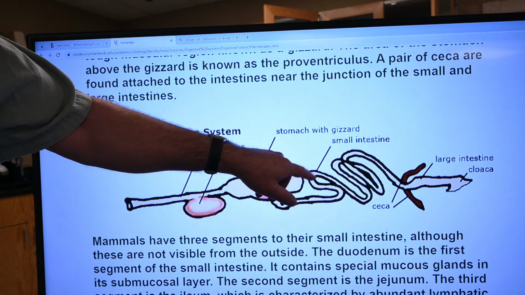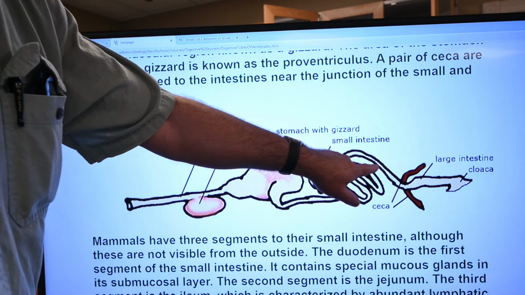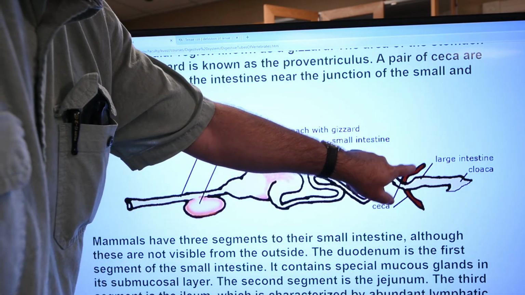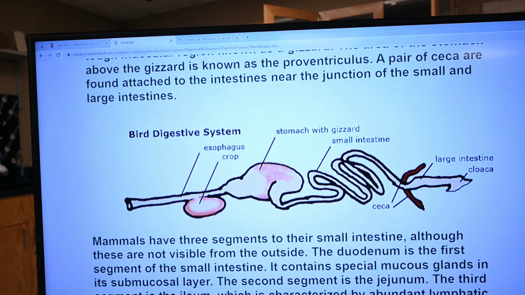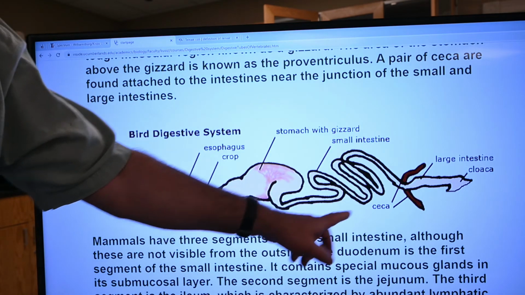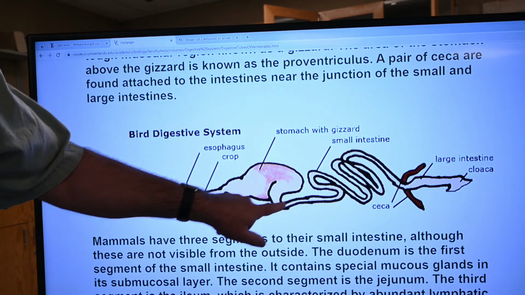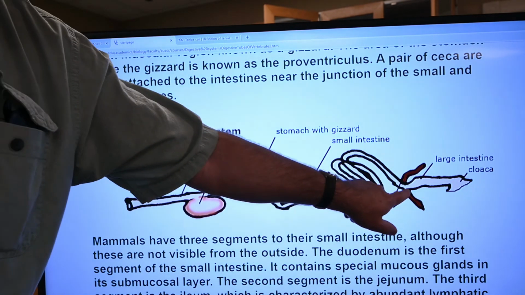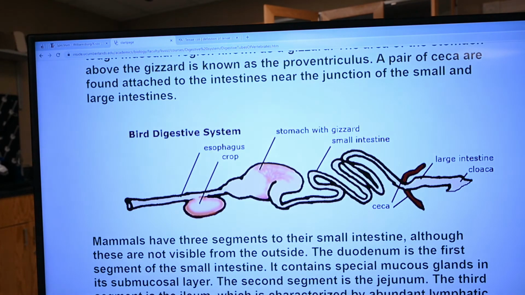Then you have your small intestine. Between your small intestine and your large intestine, these outgrowths called cecae. Remember in the teleost fish we had some pyloric cecae coming off up here, but here it's between the small and large intestine instead of between the stomach and the intestine of a fish.